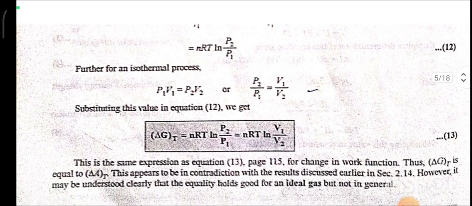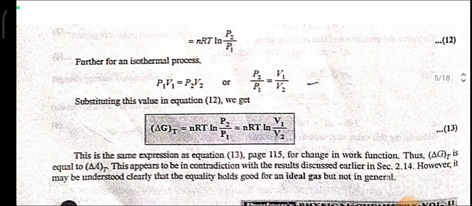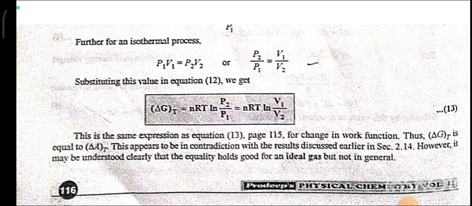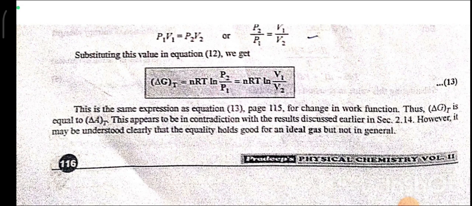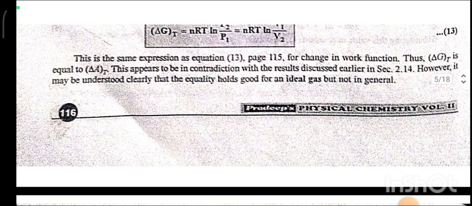Further, for an isothermal process, P1V1 = P2V2, or P2/P1 = V1/V2. Substituting this value in equation number 12, we get ΔG at constant T = nRT ln V1/V2. This is the same expression as equation number 13, page number 115, for the change in the work function. Thus ΔG at constant T = ΔA at constant T.